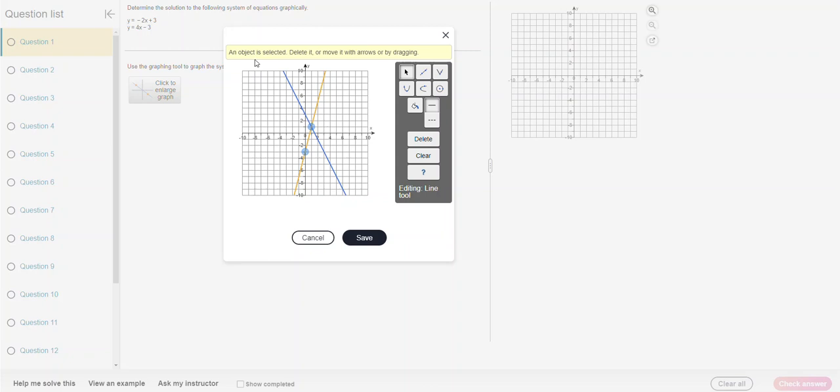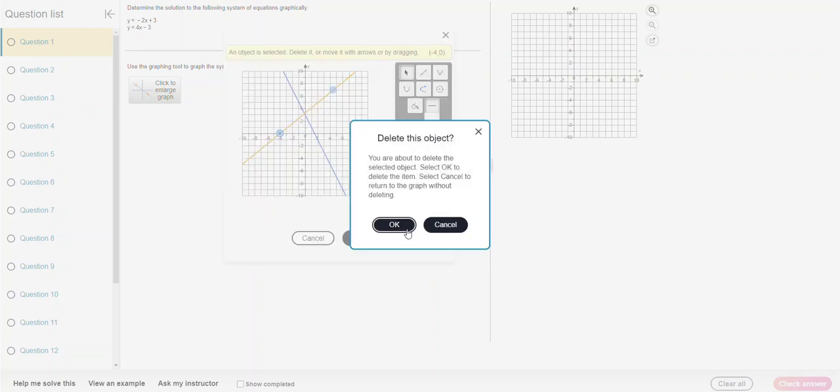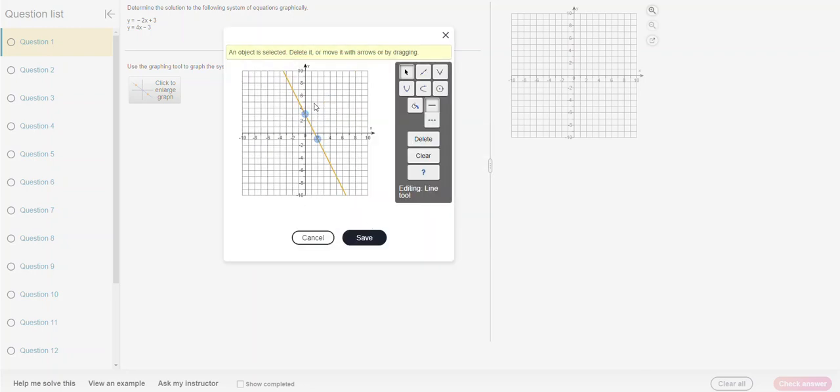It says an object is selected, delete it or move it with the arrows by dragging. Let's say I made a mistake. What they're saying is I can move it like this, like this, like this. Or I can click on it and delete it. I just have to pick one of the points, and then I can come here and delete. It says delete the object, say OK, so it deleted the line. If you make a mistake, you can always delete it.